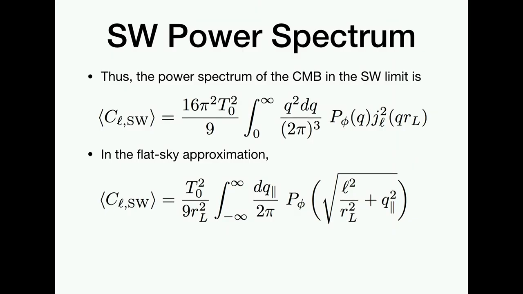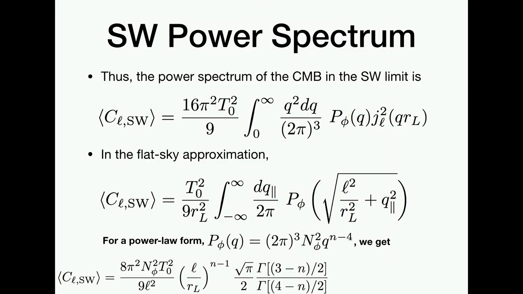Good. Okay, now let's plug in the theoretical expectation for P here. Inflation predicts that this P is a power law with some power index n. And for historical reasons, we parameterize this P as Q to the n minus 4. When n equals 1, it is scale invariant, and I'll show you how that works. So let's plug this into this formula here, and you get C_L of Sachs-Wolfe, which is proportional to L to the n minus 1 power, and it's 1 over L squared here.